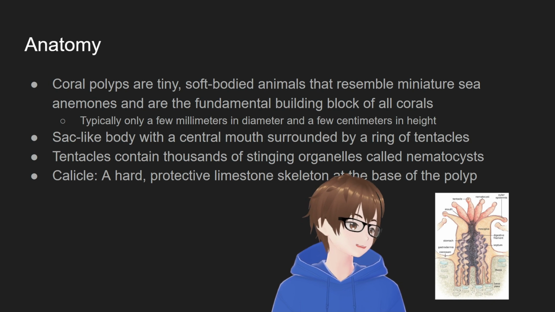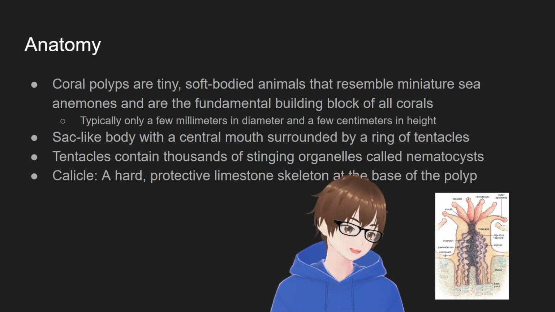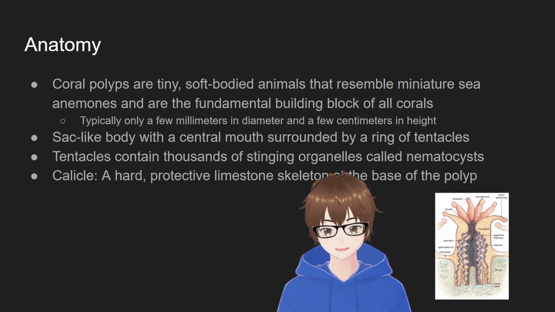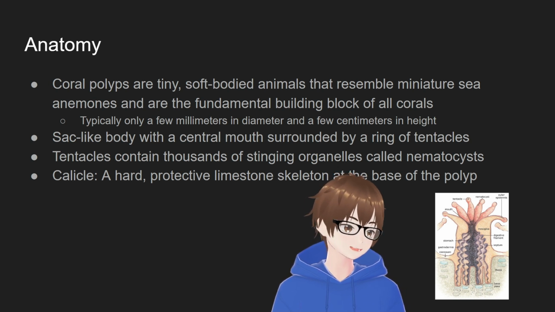As you look at the tentacles, at the very center of it, that little darker black spot, that is the mouth where they feed. The food goes down into their stomach. And tentacles can contain thousands of stinging organelles called nematocytes. Those are the stinging cells. The calicle, a hard protective limestone skeleton, is at the base of the polyp, which kind of connects them to each other.